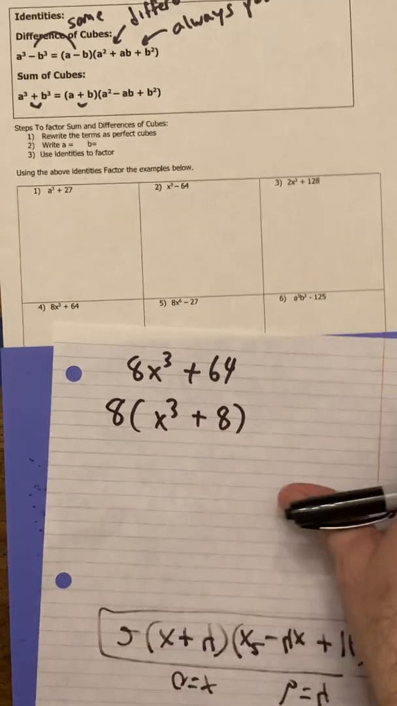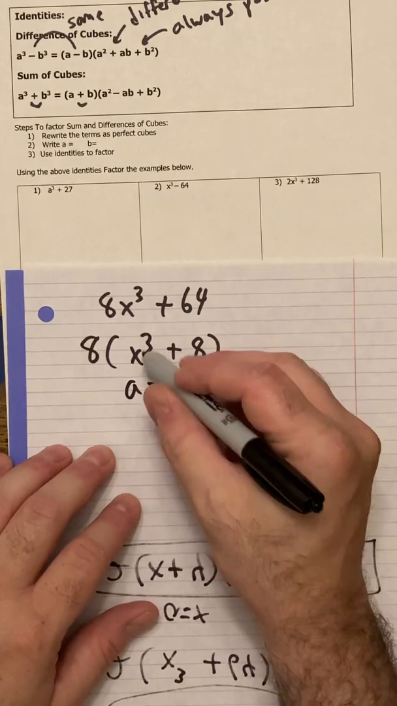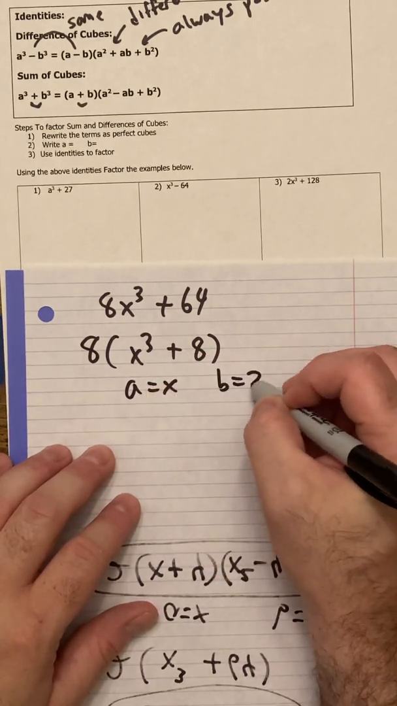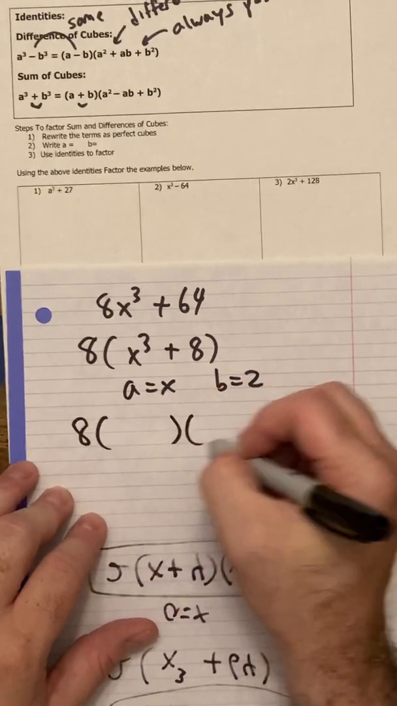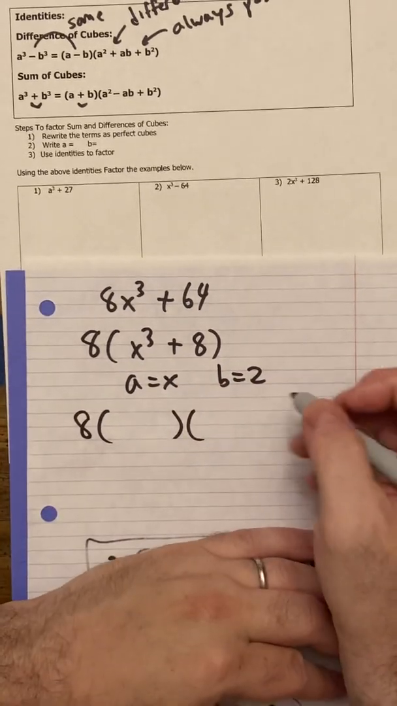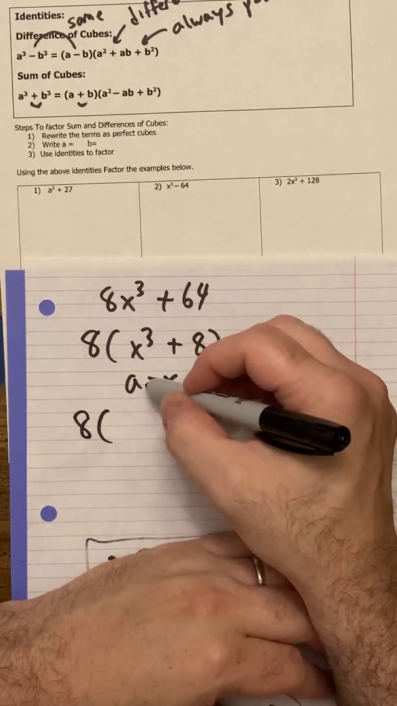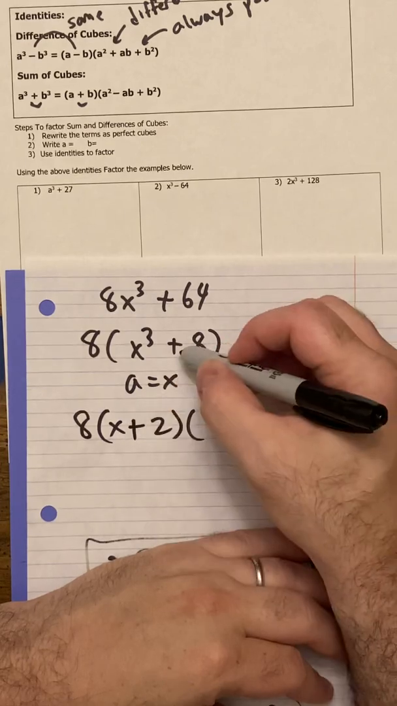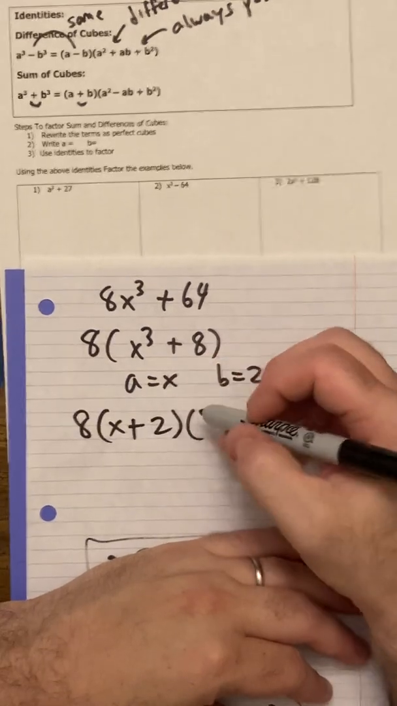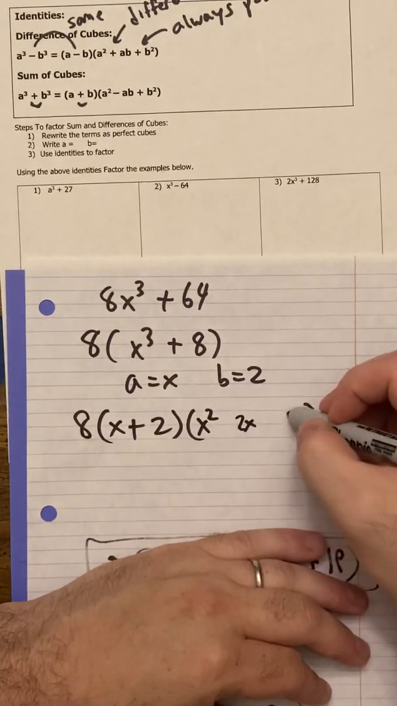This is the sum of perfect cubes. Let's follow the format. A is x, the cube root of that. B is 2, the cube root of 8 is 2. We're going to have an 8, we're going to have a binomial, we're going to have a trinomial. In this parentheses, we're going to have the a term and the b term, x and 2. Same sign, plus, plus. Now we're going to have our x squared, 2x, 2 squared is 4.